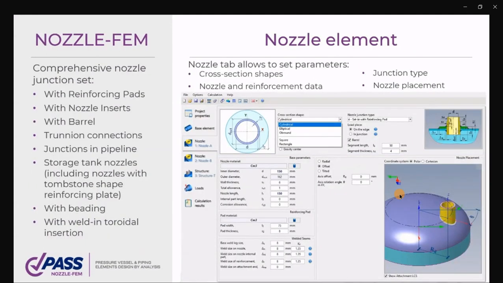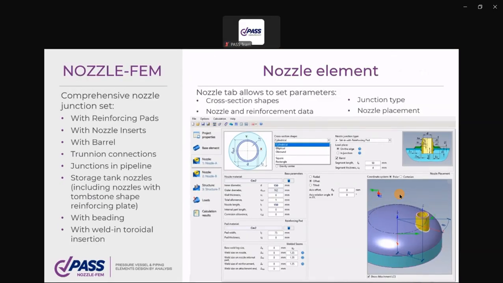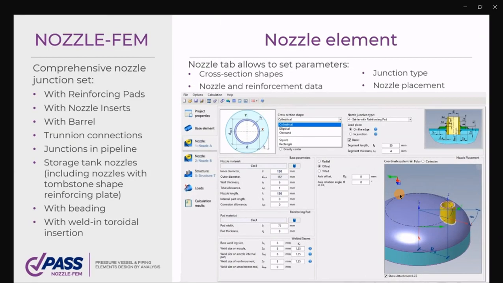Nozzle element. A nozzle element may be used with different cross-section shapes, not only cylindrical but also elliptical, flat oval, so-called round, and has a comprehensive nozzle junction set. With reinforcing pads, with nozzle insert, with barrel, turning connection, storage tank nozzle, including nozzle with so-called stone-shaped reinforcing plate, and with a welded toroidal insertion.